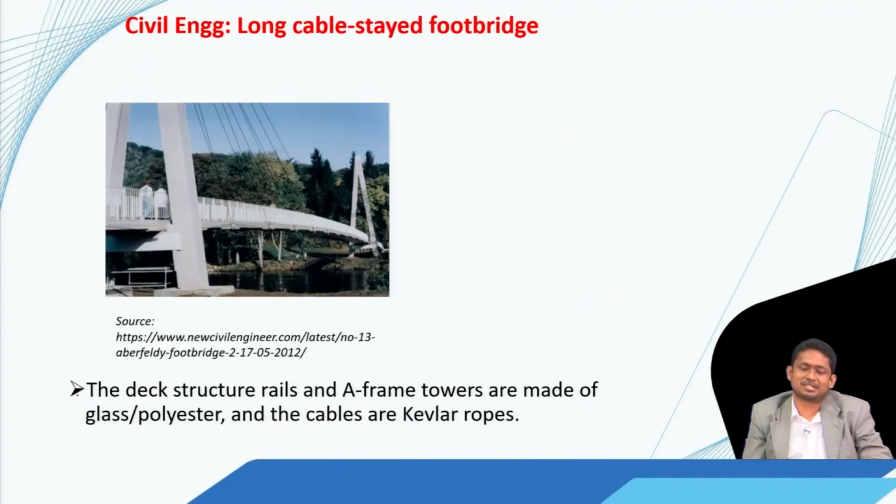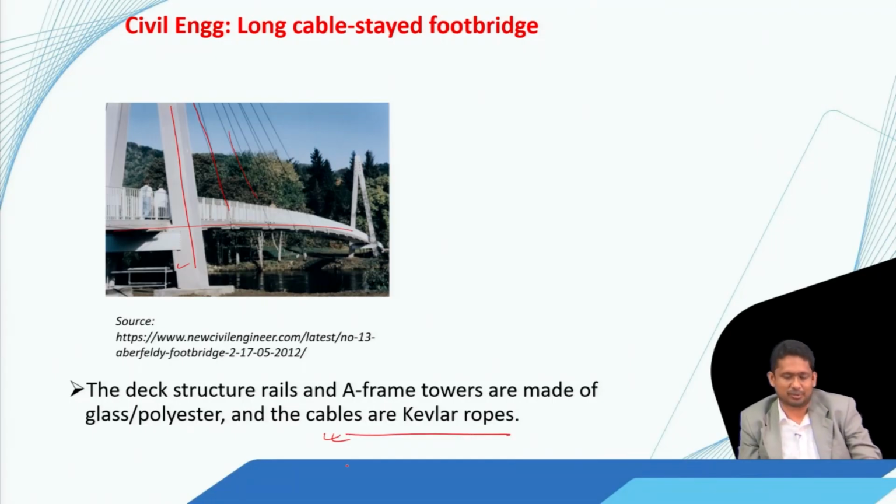Let us look into some of the civil engineering applications. We can see a cable stayed bridge here. A cable stayed bridge has these A type towers, called pylons, and from the A type tower we see the cables coming out, and these cables hold the main bridge deck. So, this tower, the bridge deck, and many times these cables are also made of composites. In cables generally Kevlar ropes are used.